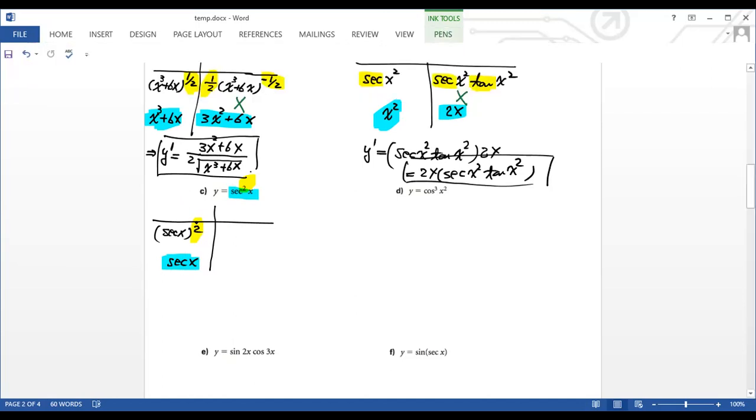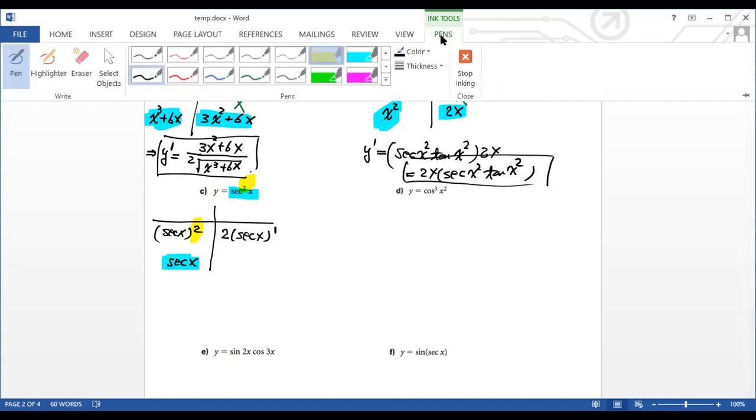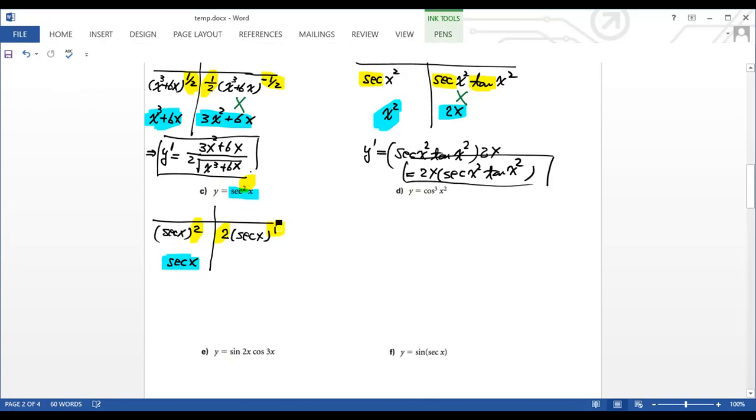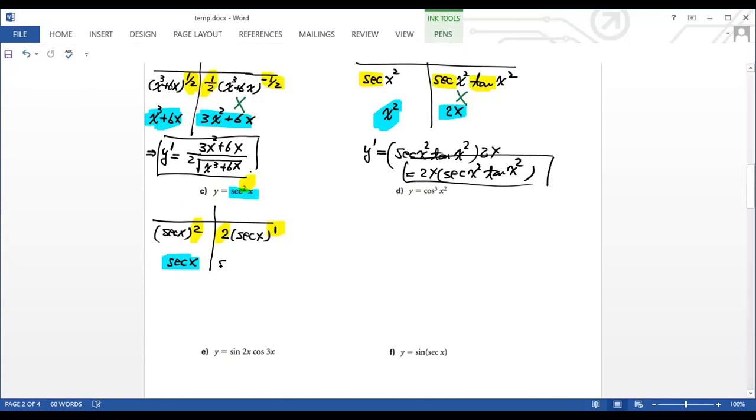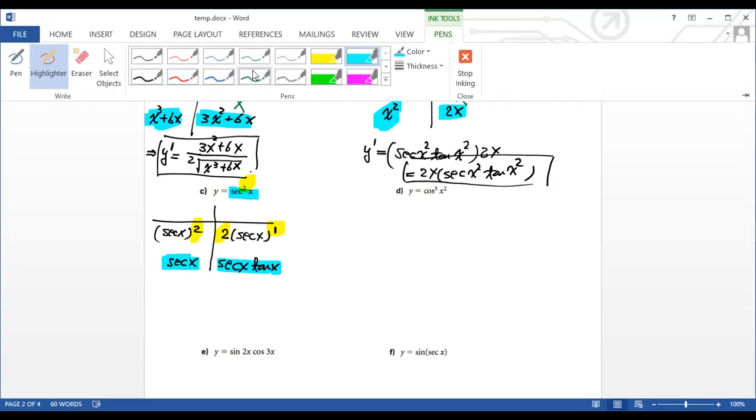Okay, now let's take a look at the derivative. The first layer is the exponent, right? So I use the power rule, so it's a 2, and whatever is in here is secant x. What is 2 minus 1? It's 1. So that's how I get the first layer, using the power rule. Then the second layer is secant x one more time. What is the derivative of secant x? It's secant x tangent x, so I'm using the secant x derivative formula. Okay, now I have both my layers.